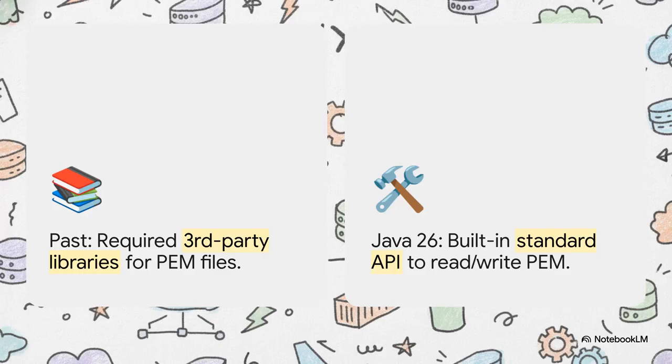Security management is also getting a massive usability upgrade. If you've ever dealt with certificates or keys, you know they're usually stored in PEM format, which is just a compact text-based format for binary security data. In the past, reading and writing PEM files meant dragging in third-party libraries, or worse, writing complex boilerplate code yourself. But with the second preview of the newly proposed PEM API in Java 26, this capability is built directly into the standard Java SDK. No external dependencies required. It makes securing your applications significantly more pragmatic and honestly, just way more streamlined.